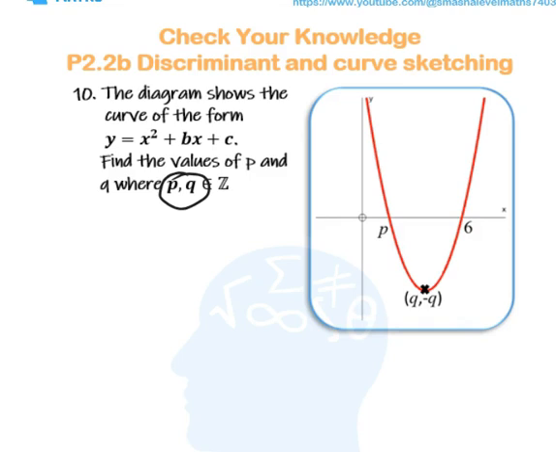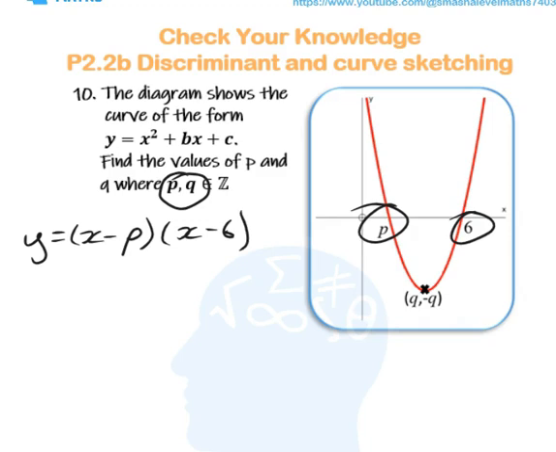What I'm going to do is use the intercepts. I'm going to use those two values to create an equation. So we know that that can be written in the form y equals (x minus p)(x minus 6). So that's the first thing. So that gives us y equals, let's multiply it out, x squared minus px minus 6x plus 6p.